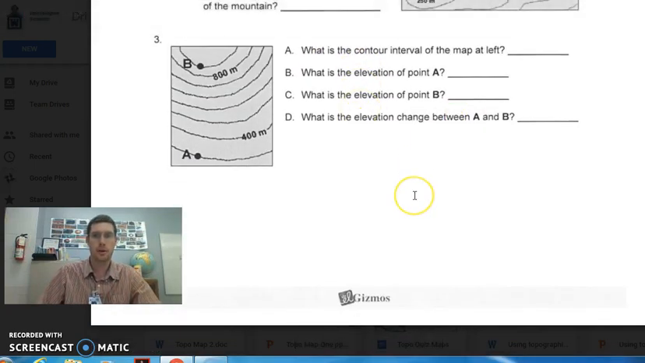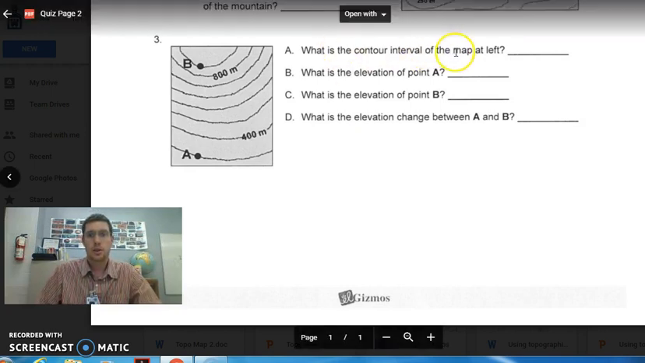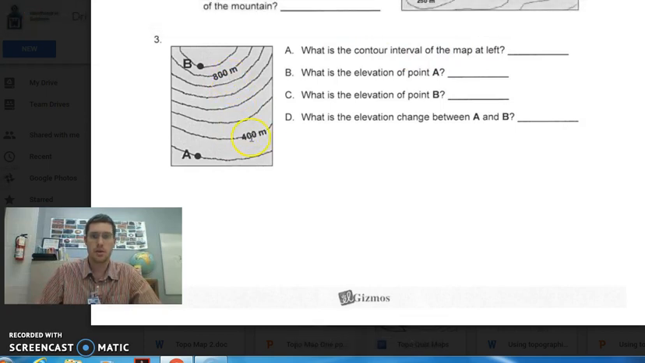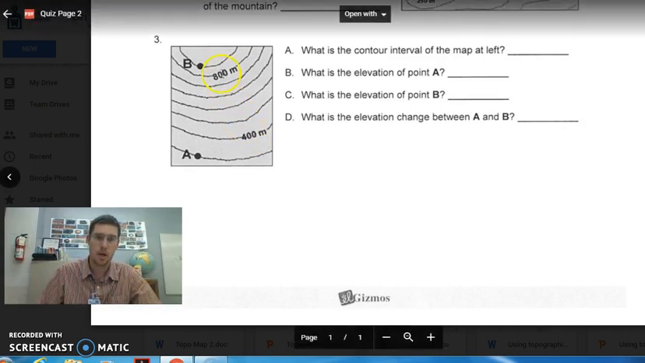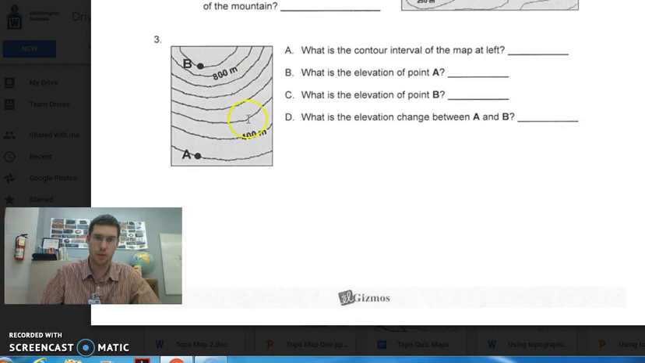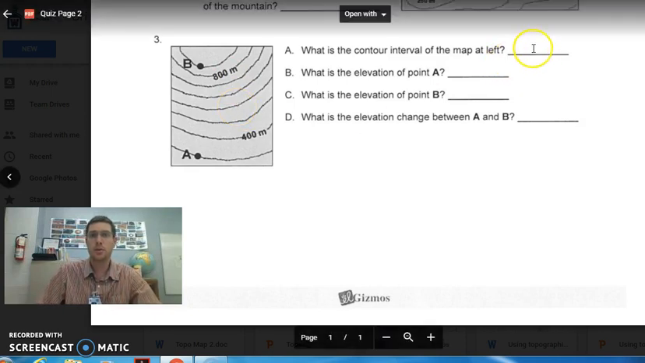Finally, number 3 on this page. This one was a little bit more challenging, so I hope you had patience and stuck through it and did the math. What is the contour interval of this map here at the left? Well, you take the two numbers that they give you, 800 subtract 400, that gives you 400. But you divide that number by the number of spaces this area here has been cut into. So that's 1, 2, 3, 4, 5. So 400 divided by 5, that's 80. So your contour interval is 80.